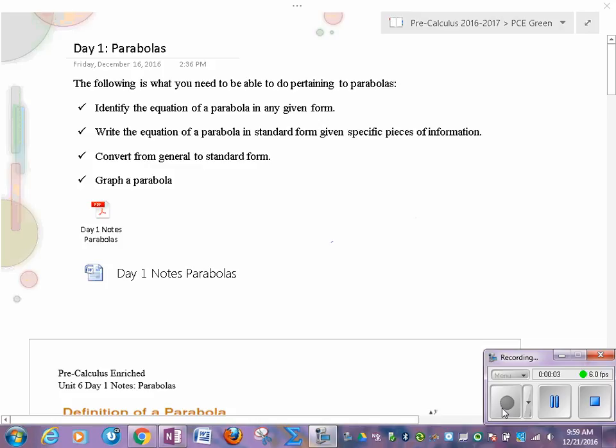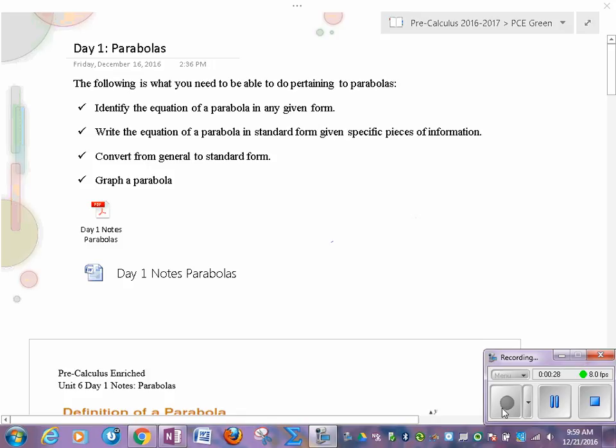Today we're going to talk about parabolas. We've done parabolas in the past, although the ones that we've talked about in the past have all been functions. So today we're going to introduce parabolas that are not functions. Basically they're going to fail the vertical line test, which means that they're going to open to the left or to the right.